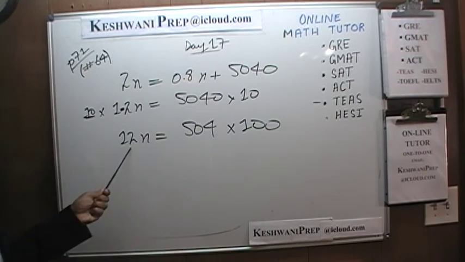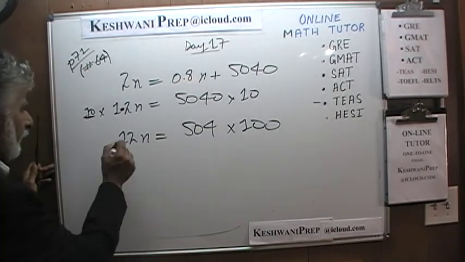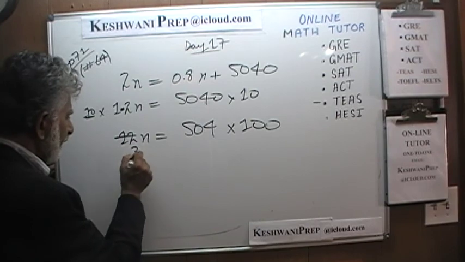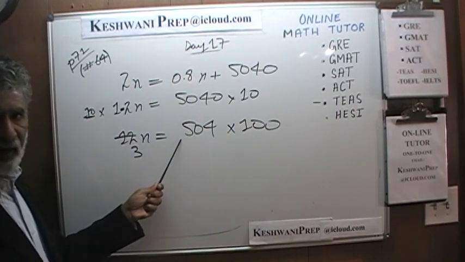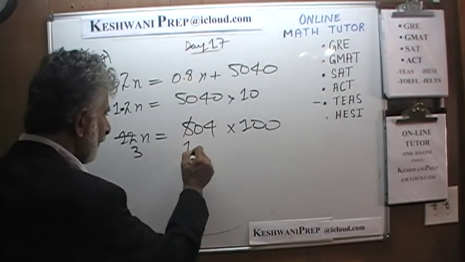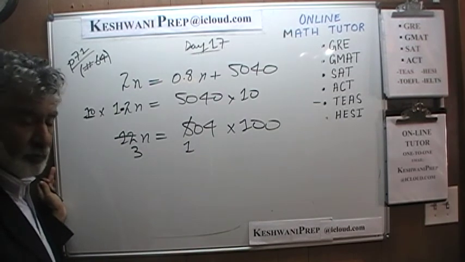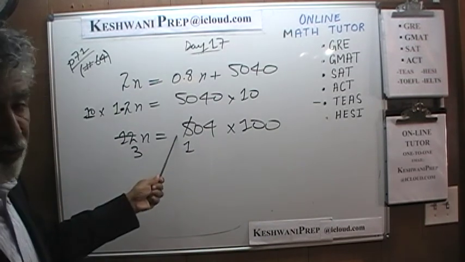Let's divide by 4. This is a multiple of 4, that's a multiple of 4. If you divide both sides by 4, this becomes 3. How many 4s does 5 have? 5 has 1 4. Stay in the story. It's very important that you stay in the story.